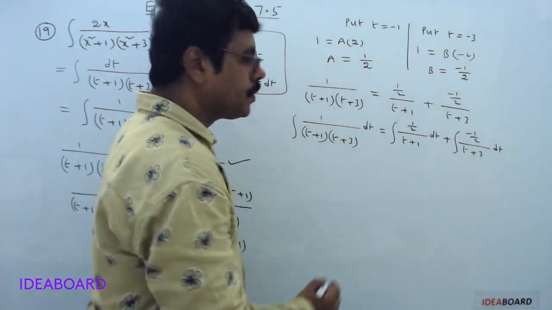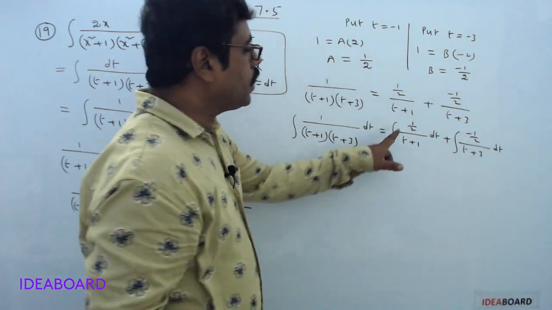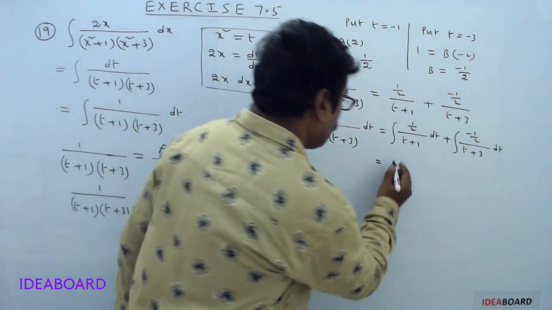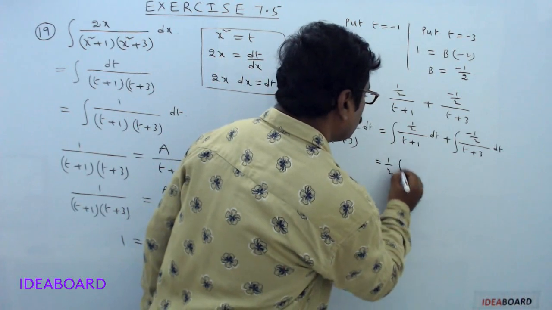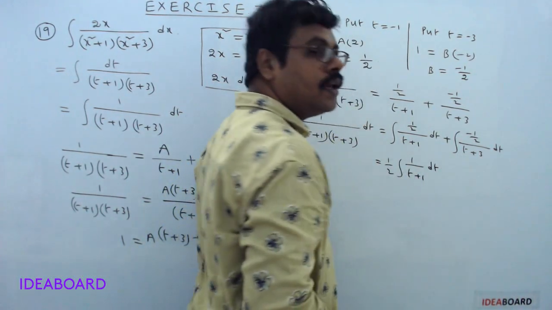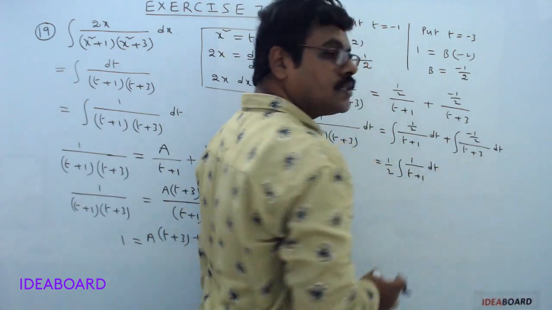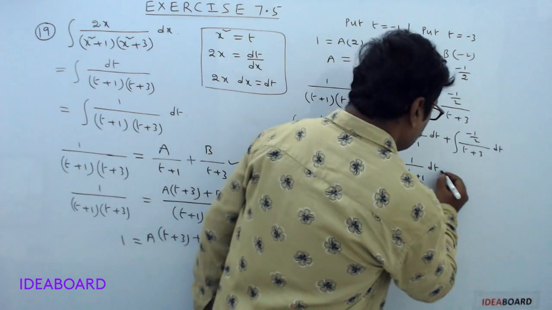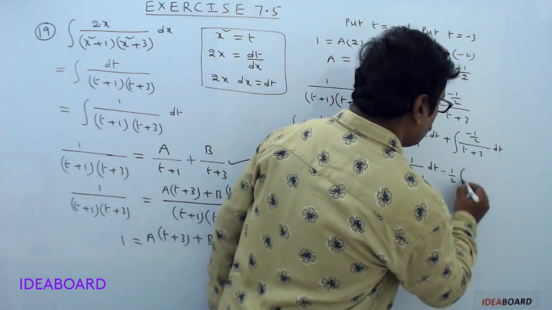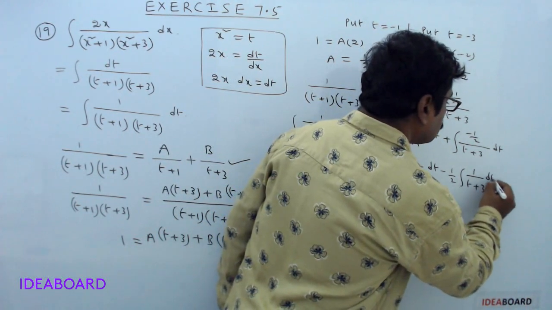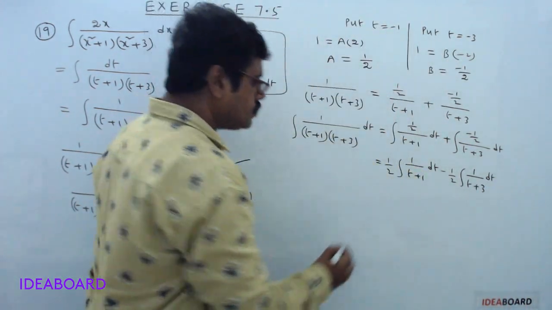Now here 1 by 2 is the constant term. You can take it outside of the integral: 1 by 2 into integral 1 divided by t plus 1 dt. Here minus 1 by 2 is the constant term. You can take it outside of the integral. This is minus 1 by 2 into integral 1 divided by t plus 3 dt.